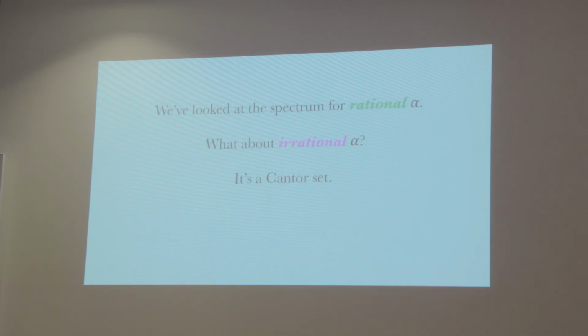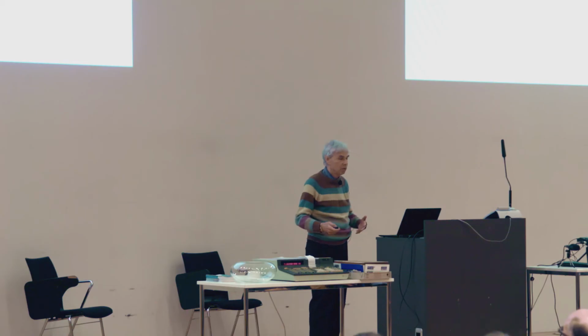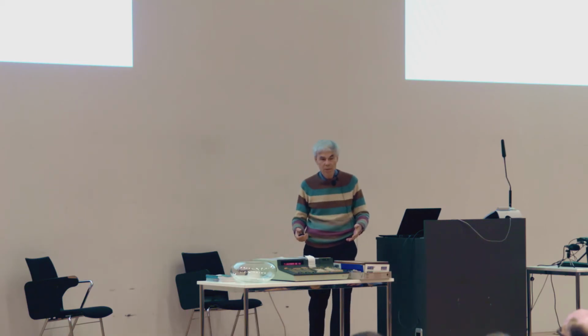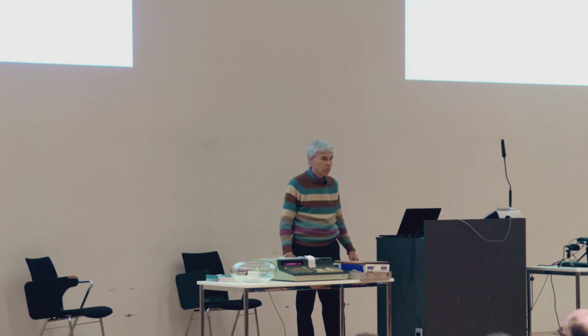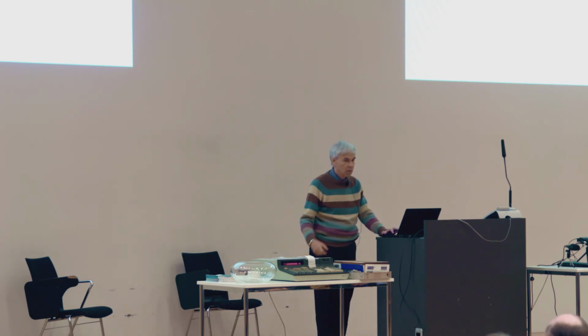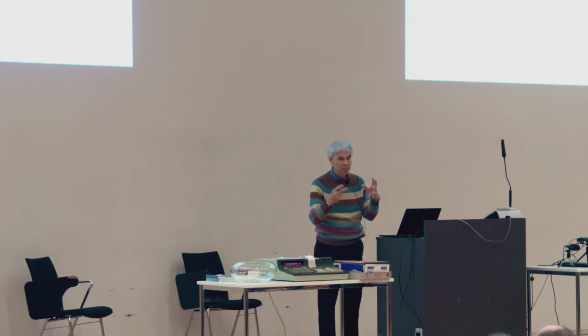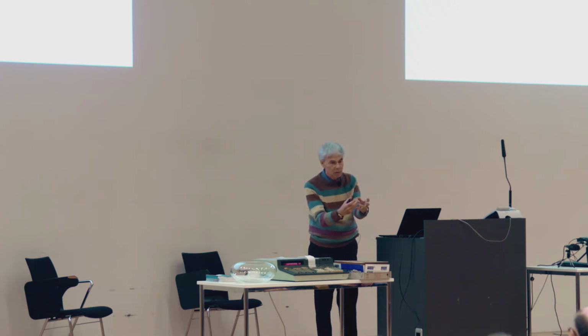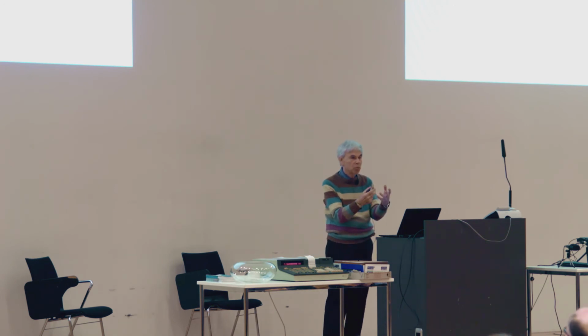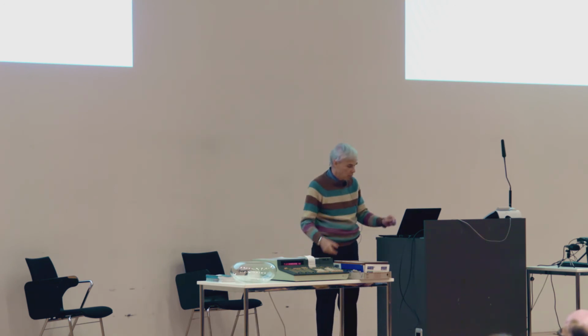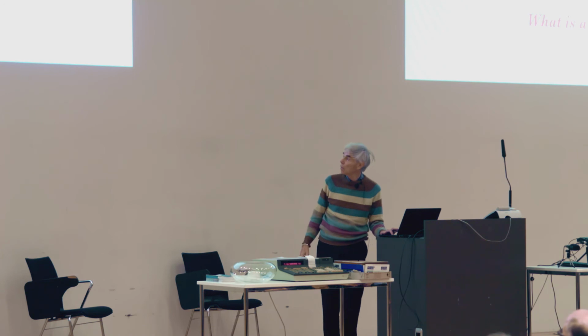Now, what about irrational values? Well, it turns out you can approximate, of course, an irrational by a sequence of rational values. And when you do this, you get bands inside bands, inside bands, inside bands. But if it never stops, then you never really get bands. All you get is points at the end. So it's a Cantor set.